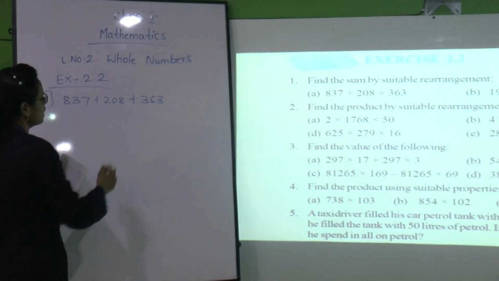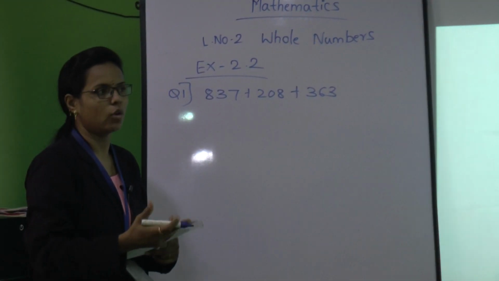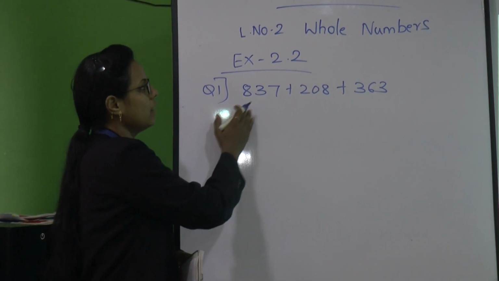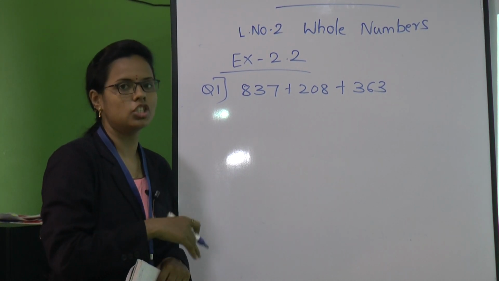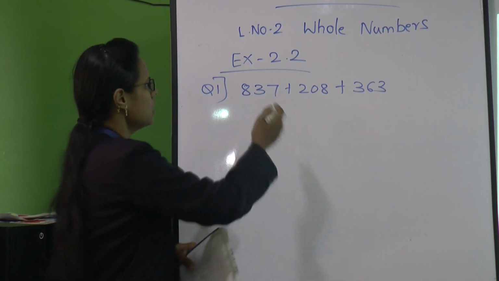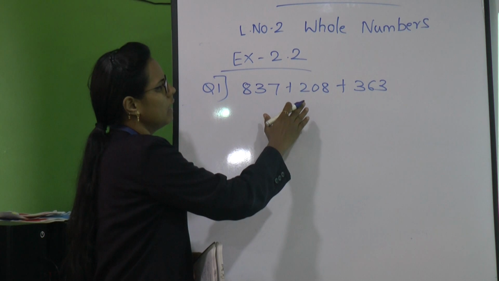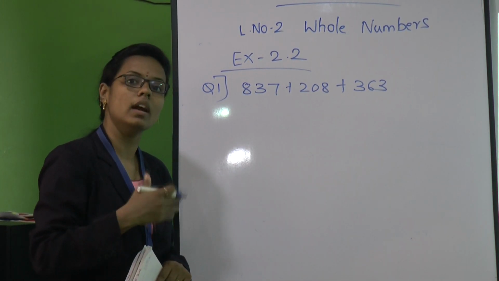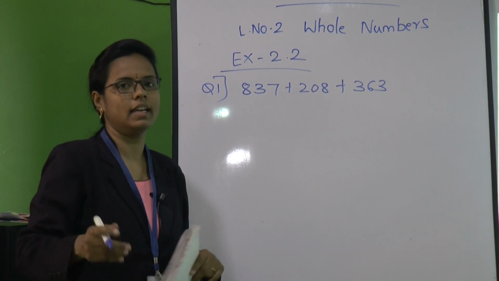Now in the question itself it is given that we have to rearrange. What is meant by rearranging? In order to get the result of this particular addition very easily, we have to rearrange the numbers. It means 837 can be taken as last and 208 can be taken as first. In this way we can interchange or rearrange the numbers to find the addition of this particular sum very easily.